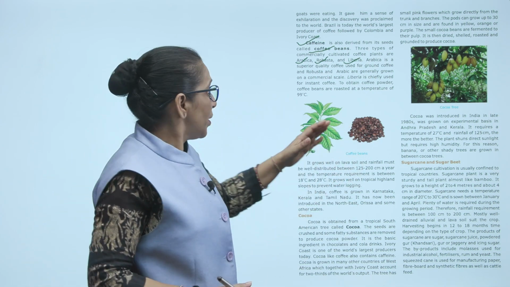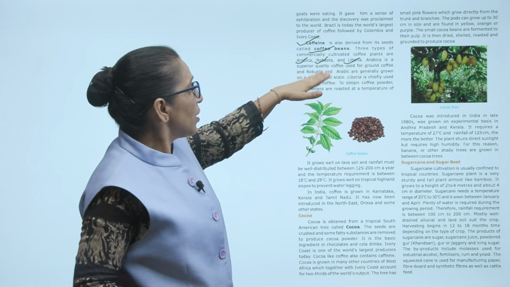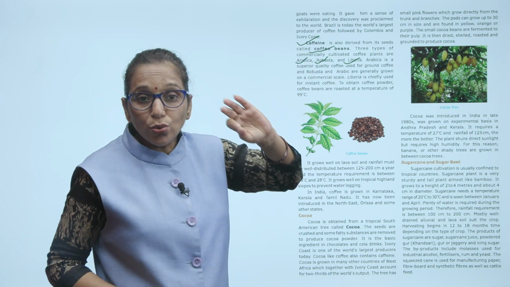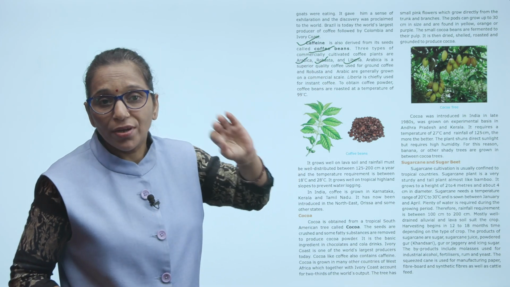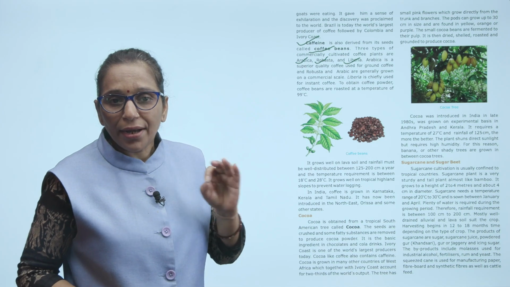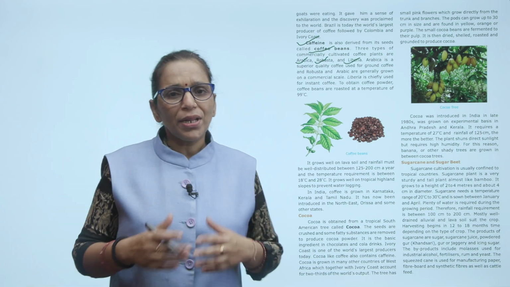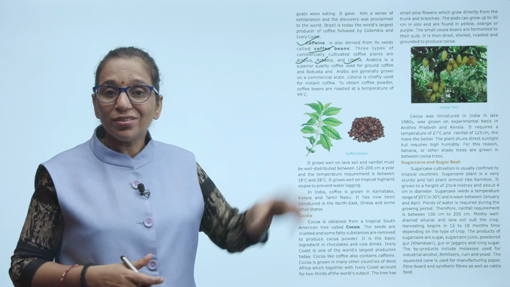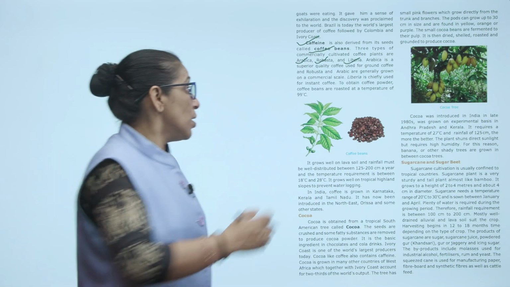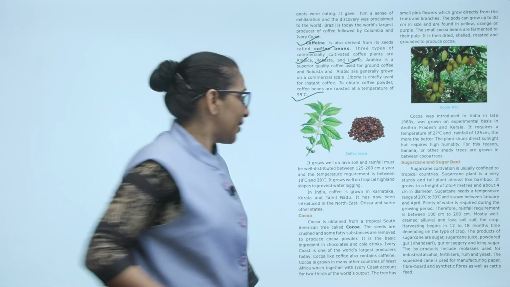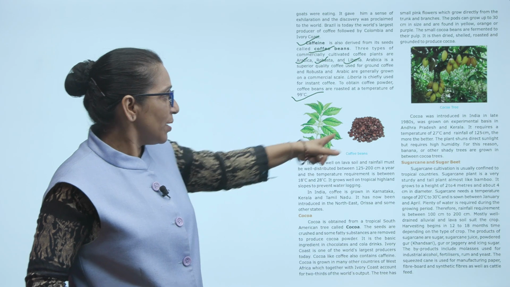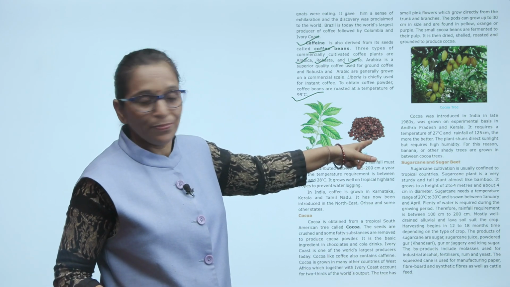And you know, beta, that Arabica is the superior quality of coffee used for ground coffee, and Robusta and Arabica are generally grown on a commercial scale. Liberia is chiefly used for instant coffee. To obtain coffee powder, coffee beans are roasted at a temperature of 99 degrees centigrade. You can see here the coffee beans, and then you can see them after the roasting.